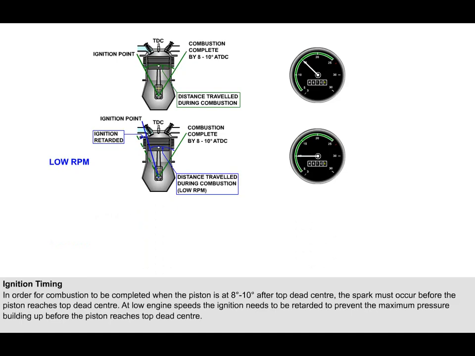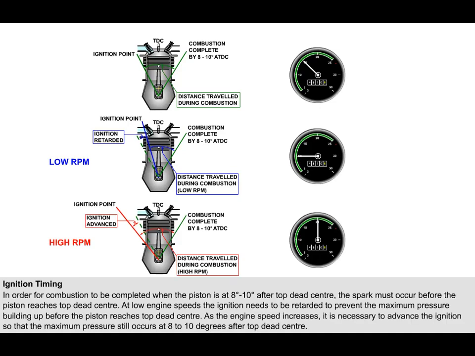At low engine speeds, it is necessary to initiate ignition later in the cycle to prevent the maximum pressure building up before the piston reaches top dead centre. The term used for this is retarding the ignition timing. As the engine speed increases, it is necessary to initiate ignition earlier in the cycle so that the maximum pressure still occurs at 8 to 10 degrees after top dead centre. This is known as advancing the ignition timing.